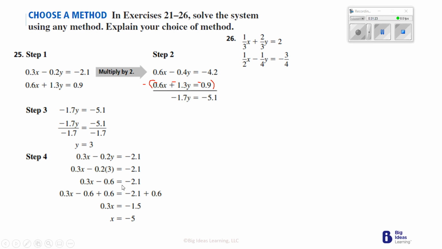So now we're going to combine like terms. We're going to add 0.6 to both sides. This will give us 0.3x equals -1.5. Then I will divide 0.3 away from both, and -1.5 divided by 0.3 will give us -5 for x. All right, number 26 is yours to do.